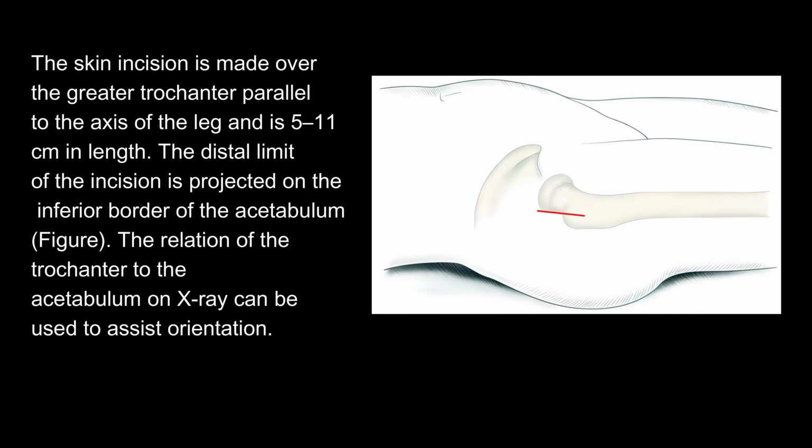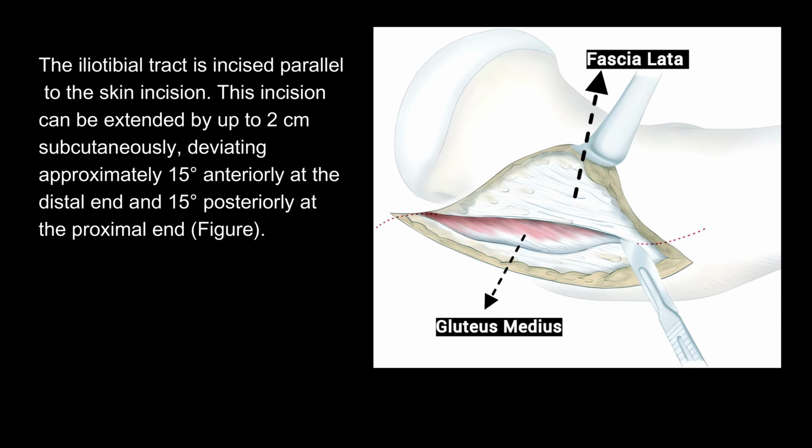The skin incision is made over the greater trochanter parallel to the axis of the leg and is 5 to 11 cm in length. The distal limit of the incision is projected on the inferior border of the acetabulum, figure. The relation of the trochanter to the acetabulum on X-ray can be used to assist orientation. The iliotibial tract is incised parallel to the skin incision.